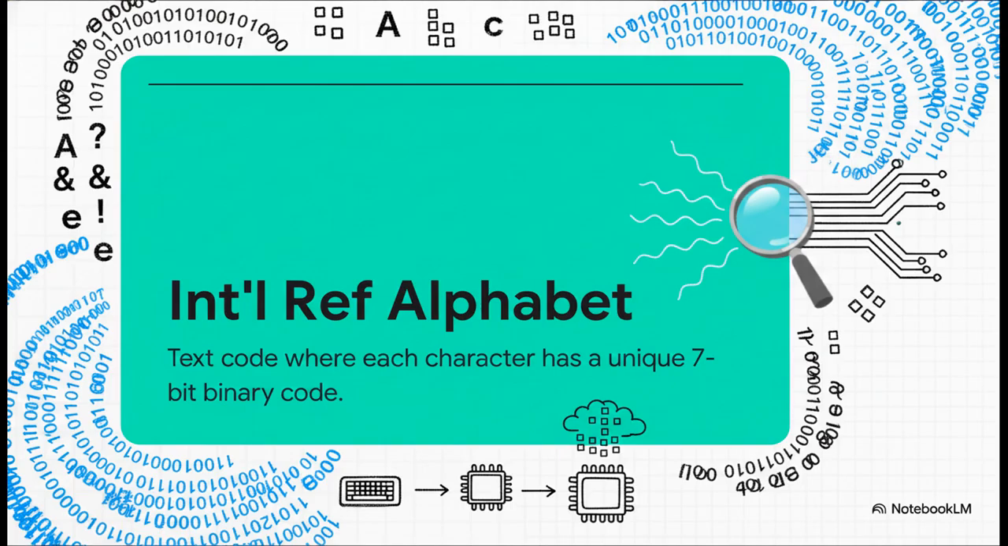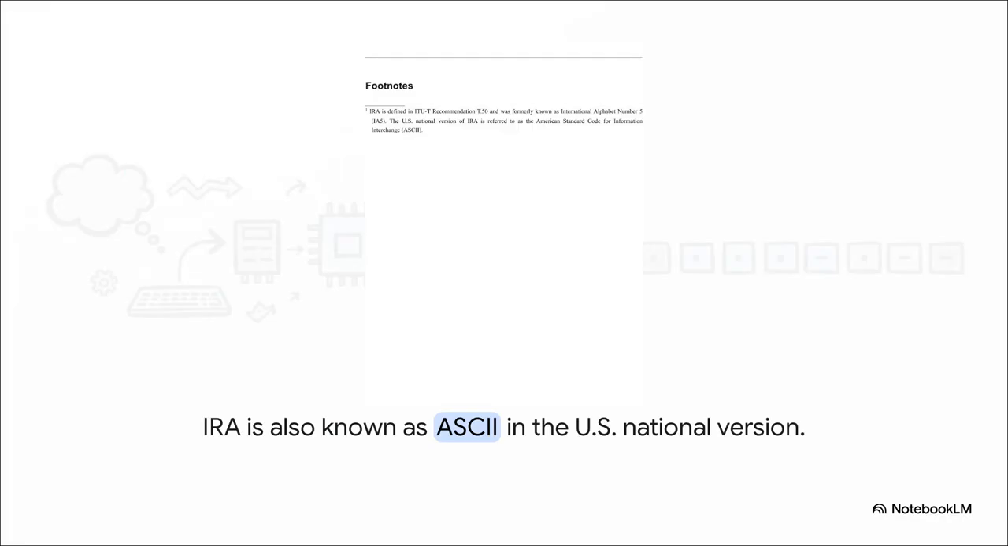No duplicates, no confusion. There's a really fascinating footnote in the source text about the naming here. Historically, the IRA was known as International Alphabet Number 5. But here's the kicker for those of you in the US. The American national version of the IRA is widely known as ASCII. Yeah, the American Standard Code for Information Interchange. So if you've ever heard developers throwing around the term ASCII text, well, they're talking about this exact same universal translator. It's the whole shebang.